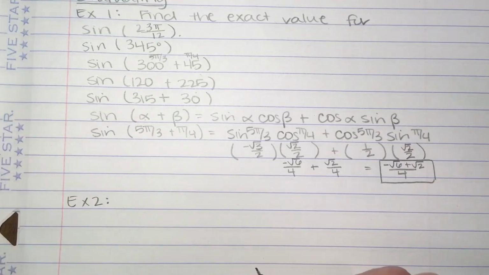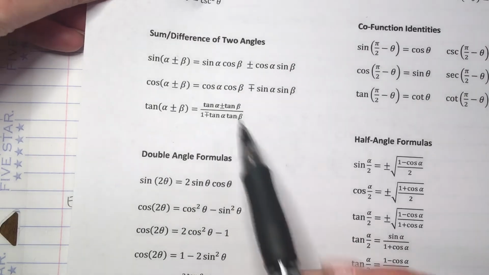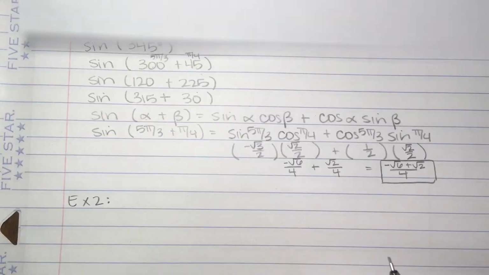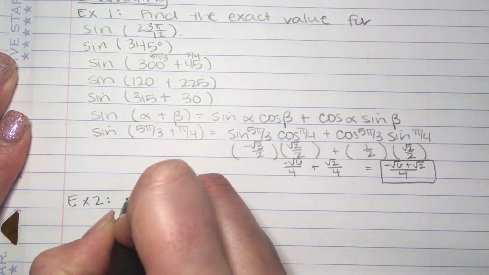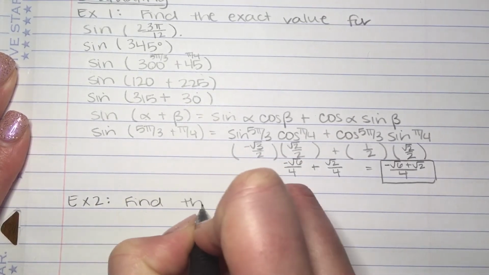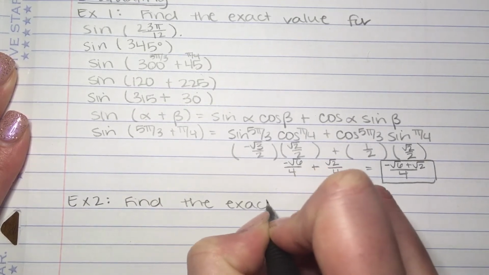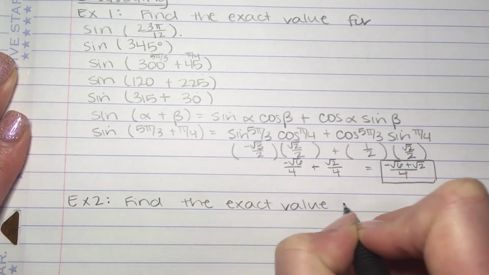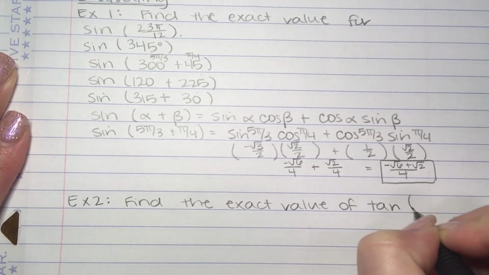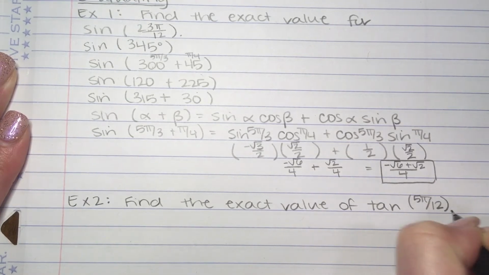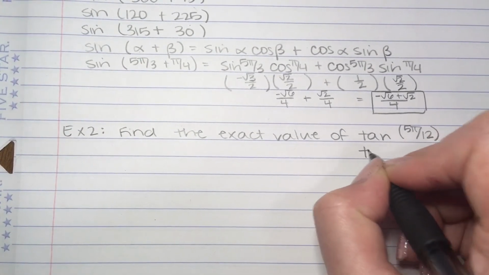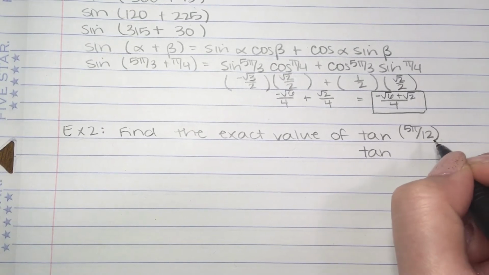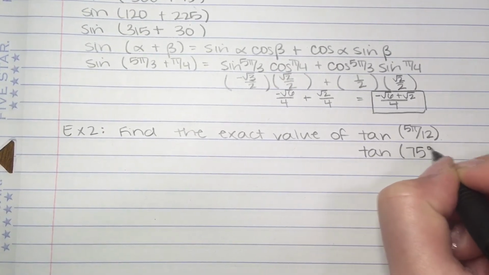I want to do a tangent one because the sine and cosine equations are pretty similar. The tangent identity is quite a bit different, so we're going to go over those. So we're going to find the exact value of tan of 5 pi twelfths. Again, my first step would probably be converting this into degrees just so I can think about adding and subtracting more easily. So tan 75 degrees.